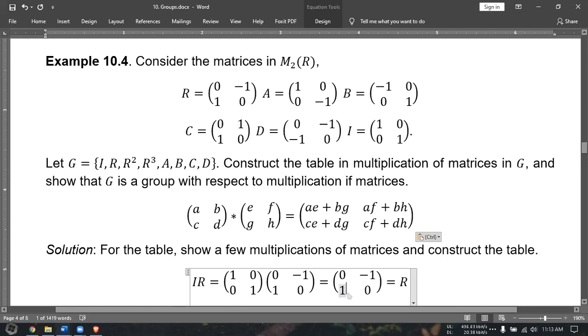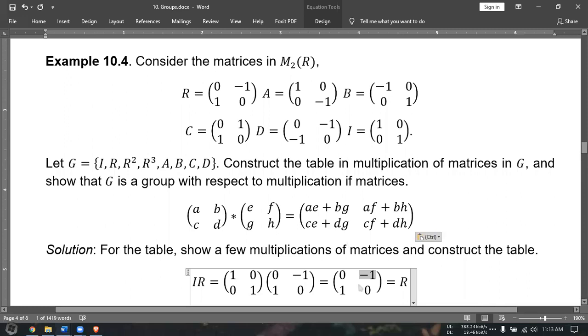Dito pala. Saan nanggaling si 1? It came from CE plus DG. 0 times 0 is 0, plus 1 times 1 is 1. Okay. And then negative 1 here came from AF plus BH. AF, 1 times negative 1 is negative 1. BH is 0 times 0 is 0. So negative 1 plus 0 is negative 1.